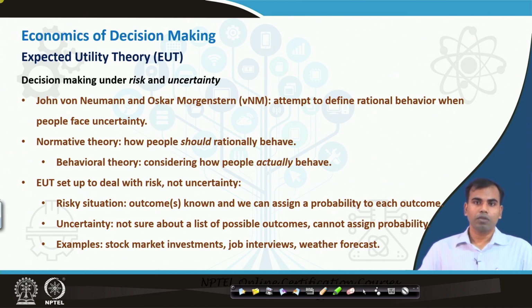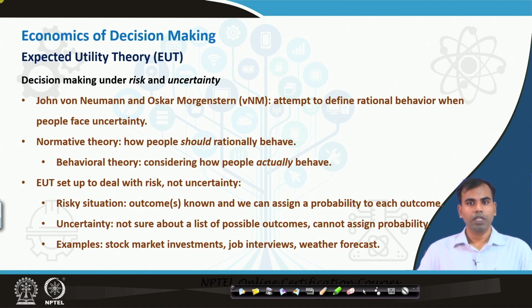Now, when we talk about the V&M framework of expected utility theory, essentially it is a theory of decision making under risk and uncertainty. Now, these are two terms, risk and uncertainty. There is a subtle difference between the two. Although these two are used simultaneously, there is a subtle difference between risk and uncertainty. Now, when we talk about risky situations, we know what the outcomes are and we can assign certain probability to those outcomes.